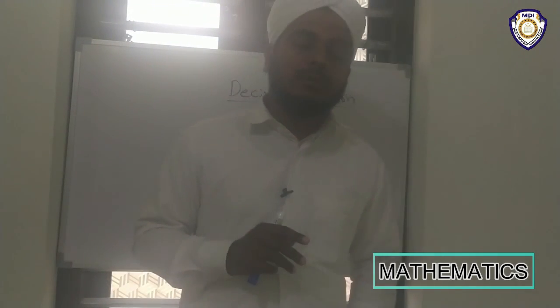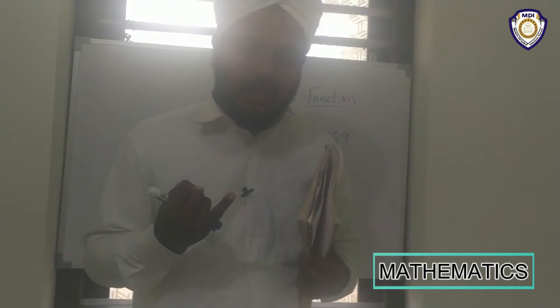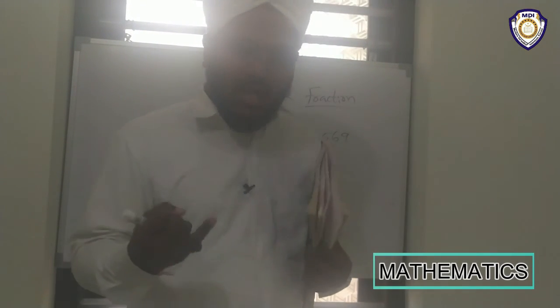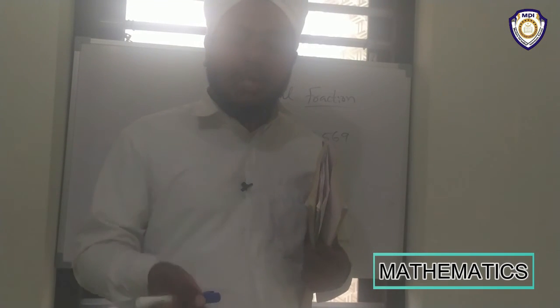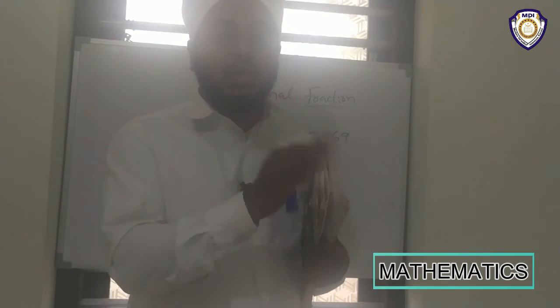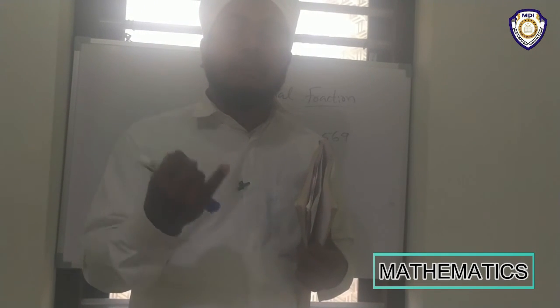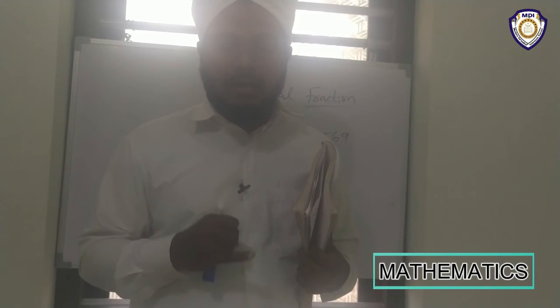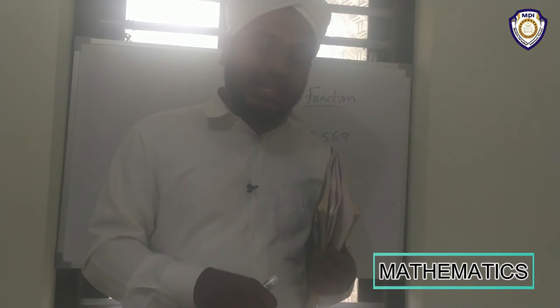Okay, to stop here. Today we have studied about decimal numbers, decimal fraction, what is decimal fraction, what is decimal point, what is fractional part and whole number part, and the place values of decimal numbers, and the comparison of decimal numbers, and the ascending order and descending order.